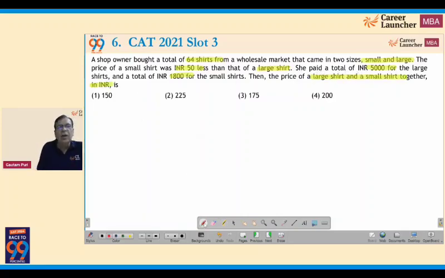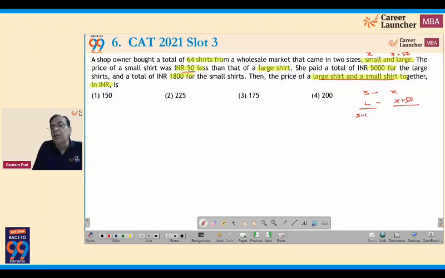Okay. Now, starting point. Let me assume the small shirt is X rupees, and the price of the small shirt is 50 rupees less than the large shirt. So the large shirt should be X plus 50. If the small shirt costs me X rupees and the large shirt costs me X plus 50, what is it asking me to find? The price of a large shirt and a small shirt together.